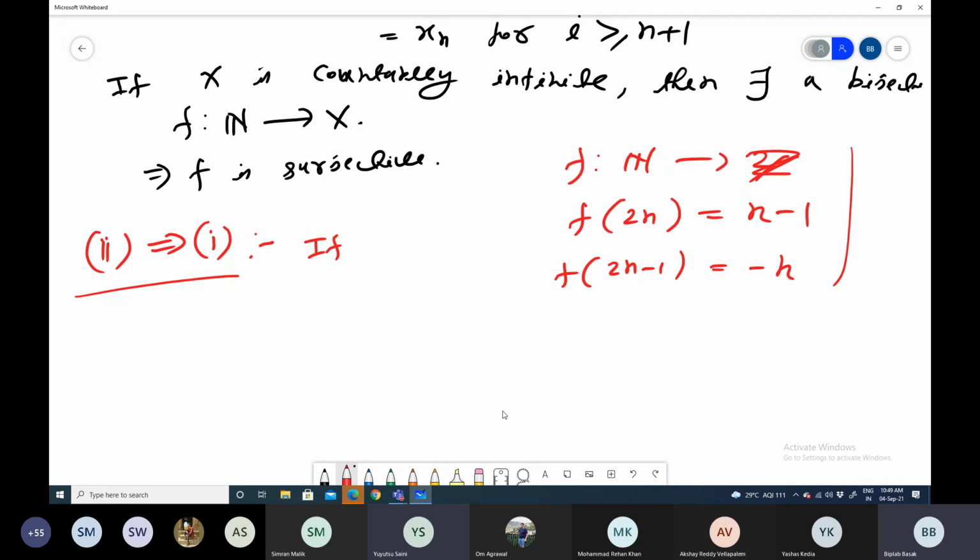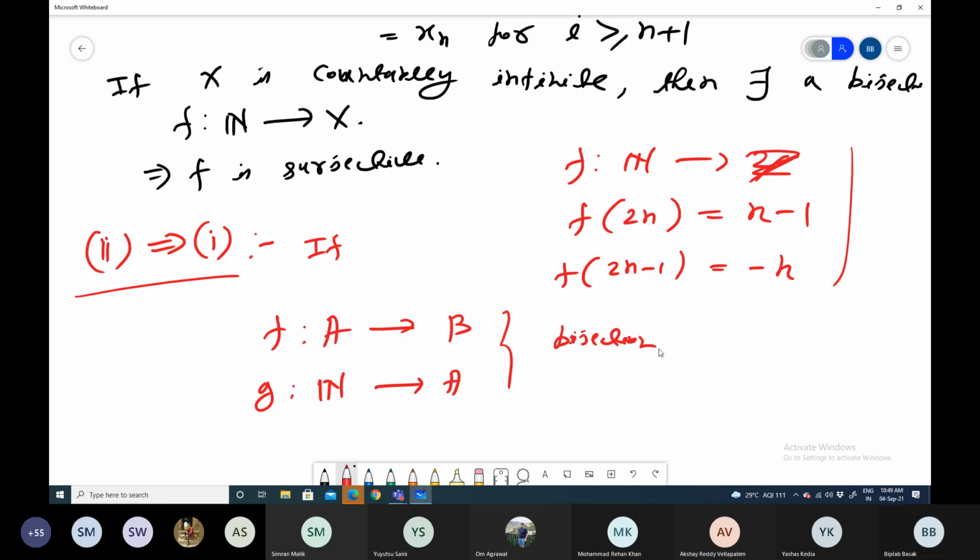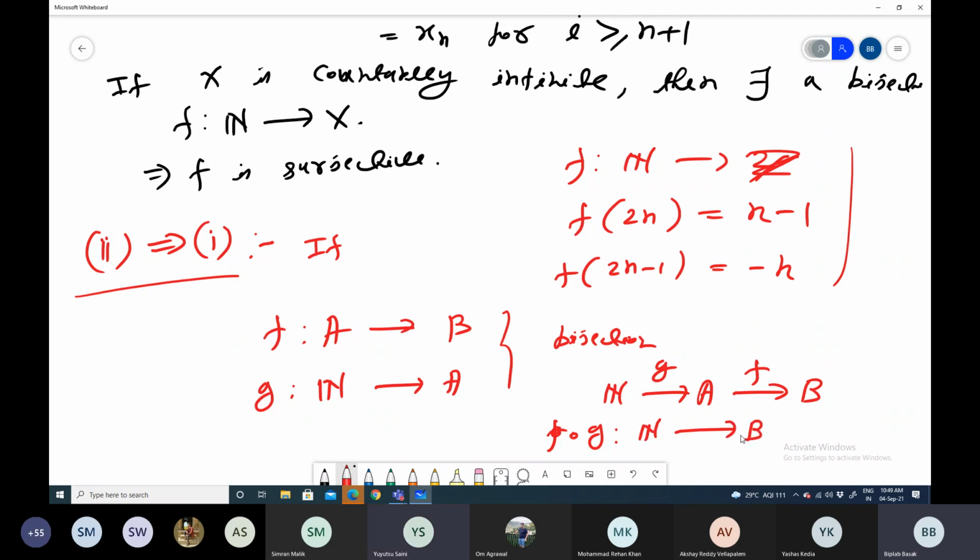Because you can prove that by the definition as well, right? For example, you have two sets, say A and B. You already have a bijection, this, right? And you have a bijection from N to A. So both are bijections. Therefore, you can define a bijection N to A to B. So this is your F, this is your G. So F composed with G is a bijection from N to B. So you can always prove that.